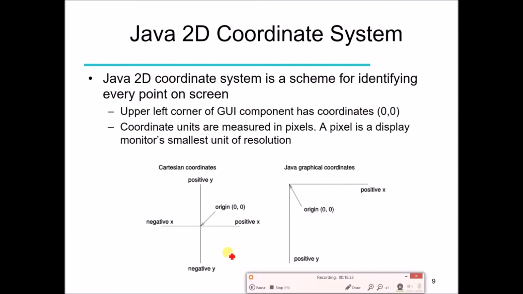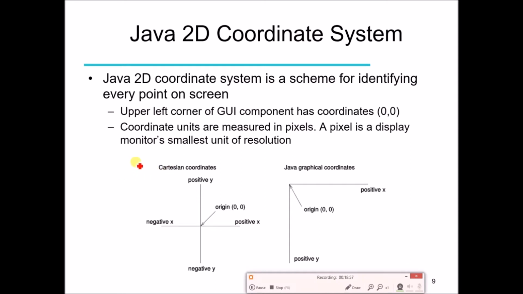Now let's talk more about the Java 2D coordinate system. The Java 2D coordinate system is a scheme for identifying every point on the screen. As I told you, in graphics programming we have to be very precise. We must know where our point or our vertex is going to be shown on the screen. The upper left corner of the GUI component has the coordinate 0, 0.